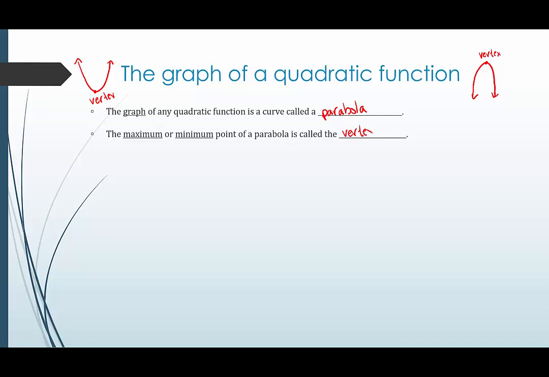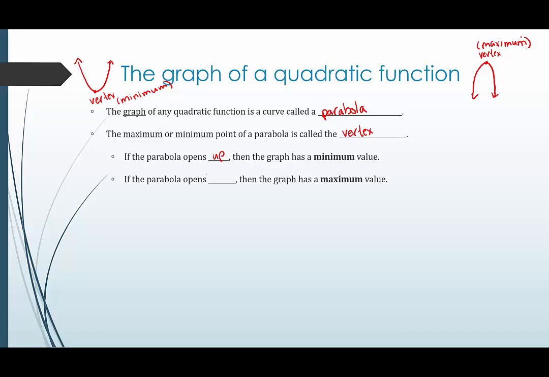So if the graph is opening up, then the vertex is a minimum, right? It's the lowest y value on the graph, the smallest y value on the graph. And if it's opening down, then the vertex is a maximum because it has the largest y value out of all of the y values that we would see on that graph. If the parabola opens up, then there is a minimum. And if the graph opens down, then there is a maximum.